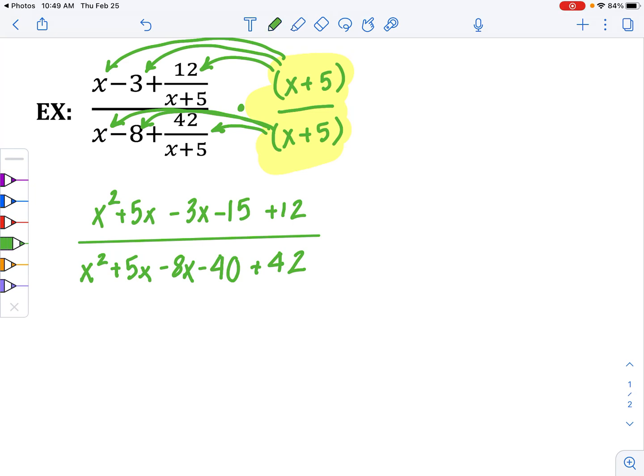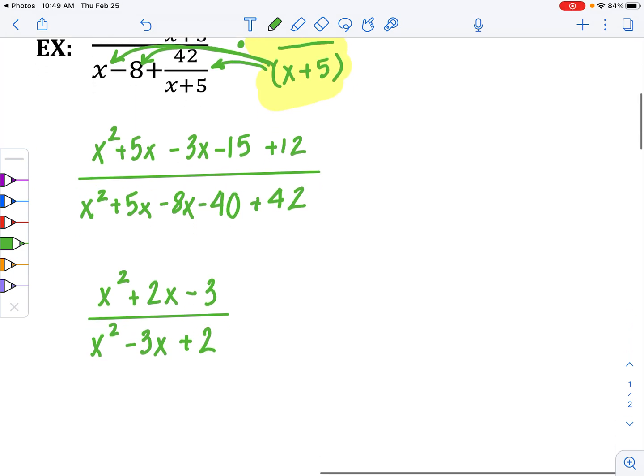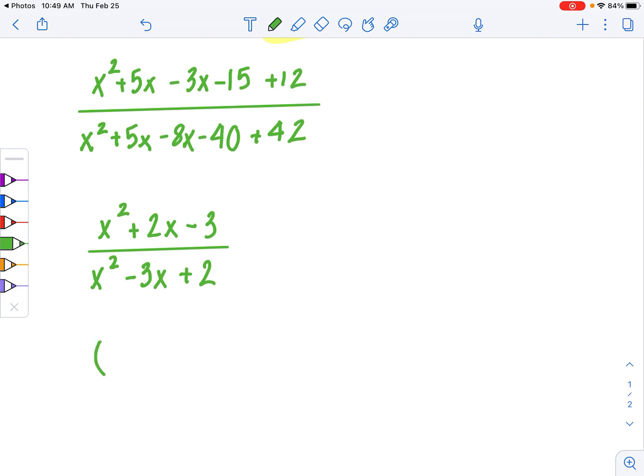Let's combine our like terms here. In our numerator, we'll have x squared plus 2x minus 3. Denominator, an x squared minus 3x plus 2. Sometimes you'll be able to leave this, but we can actually factor both of these. They're nice trinomials. Numerator, x minus 1, x plus 3. Denominator, x minus 1, x minus 2.